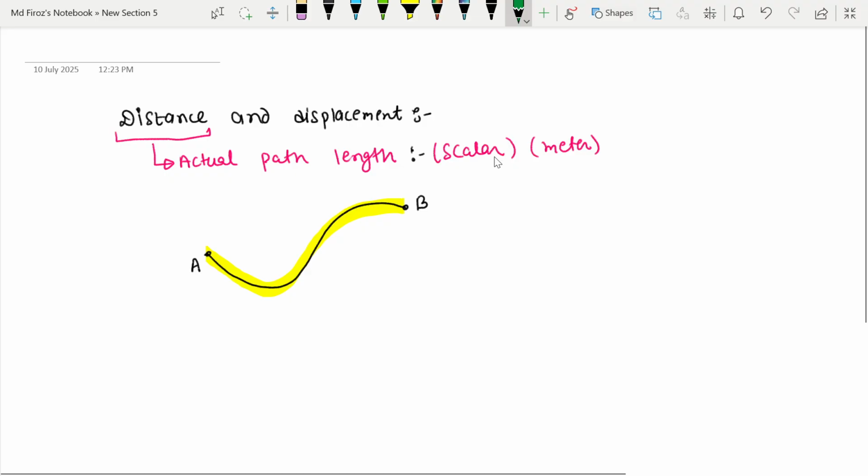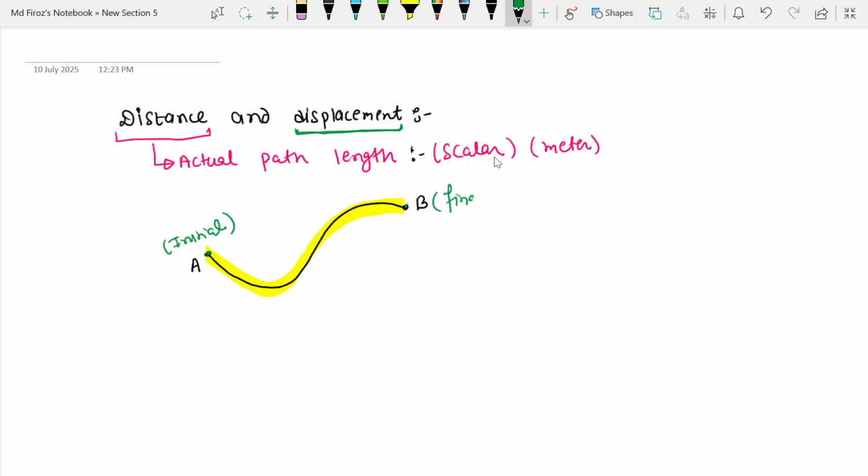what is called displacement. So if you want to find the displacement, then you have to draw the straight line from point A to point B. Let's say A is the initial point, because you have to start the motion from point A. So point A is the initial point and point B is the final point. We can also call it the final position.